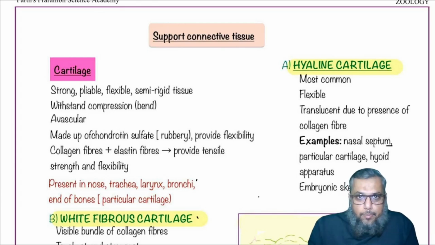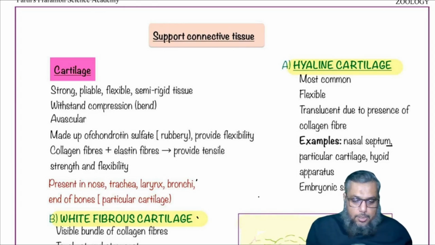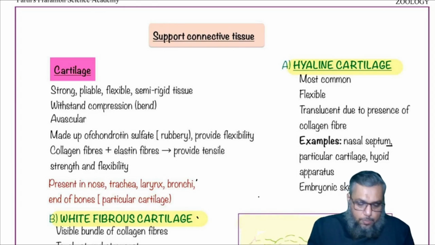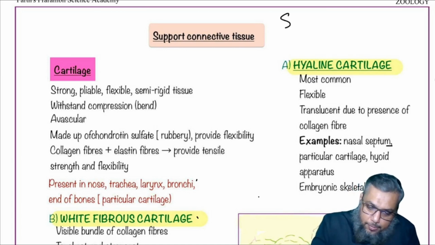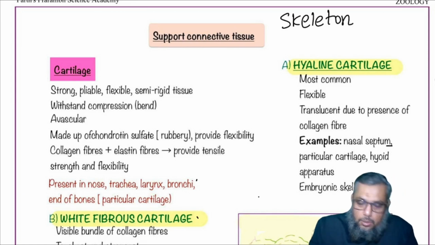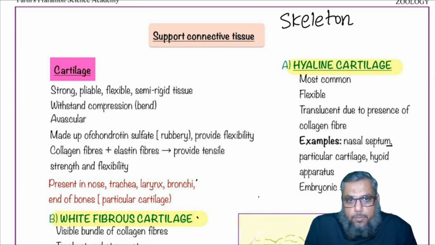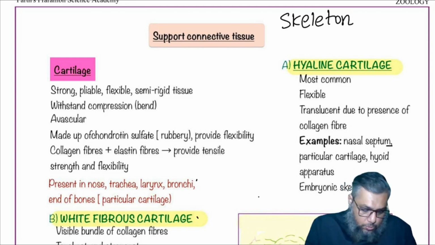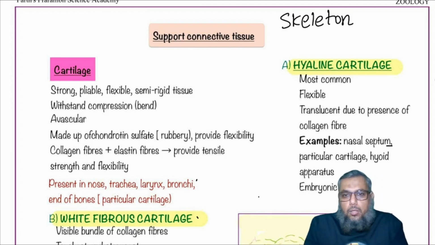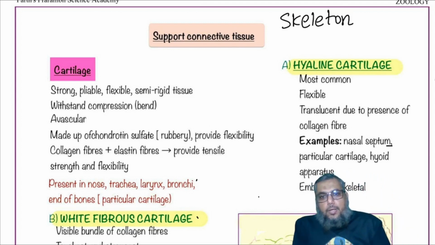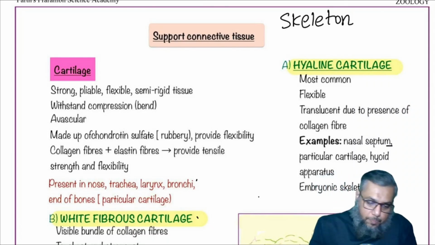So we continue with the supportive type of connective tissues. And the supportive type of connective tissues are those which make up the human skeleton. Okay. And there are two types of supportive type of connective tissues. One is the cartilage and the other is the bones. So the first type, that is the cartilage.